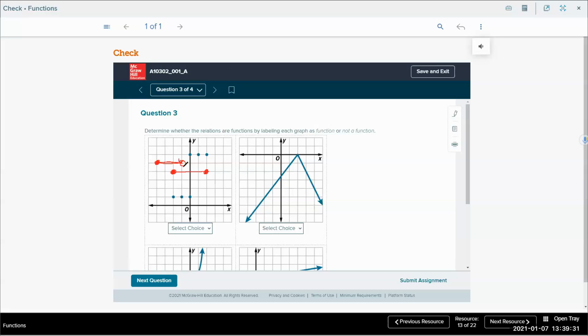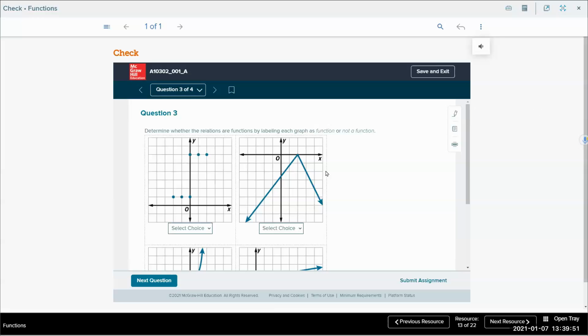But if you got an open circle and then a closed circle directly below it and everything else is over to the right or something, then you would be looking at a function because vertical lines would only hit things once. All right. Any questions, guys?